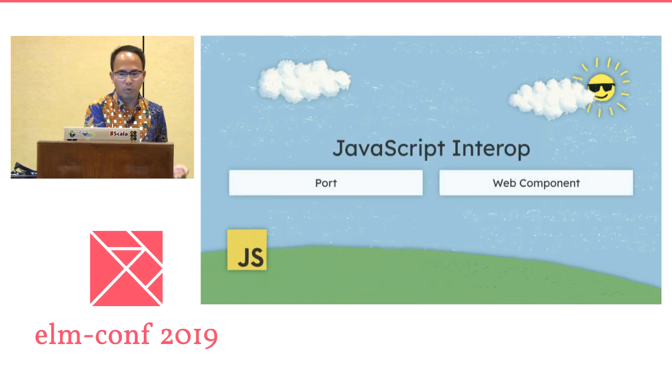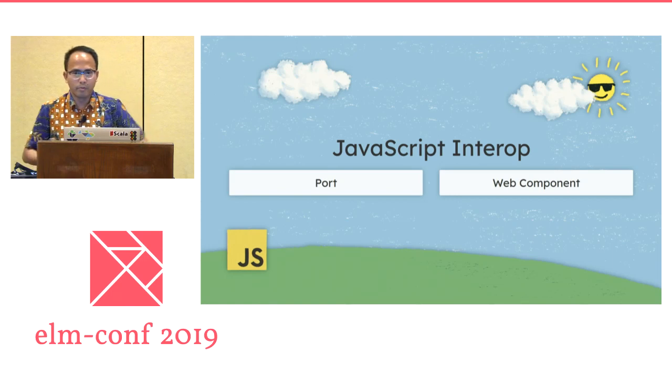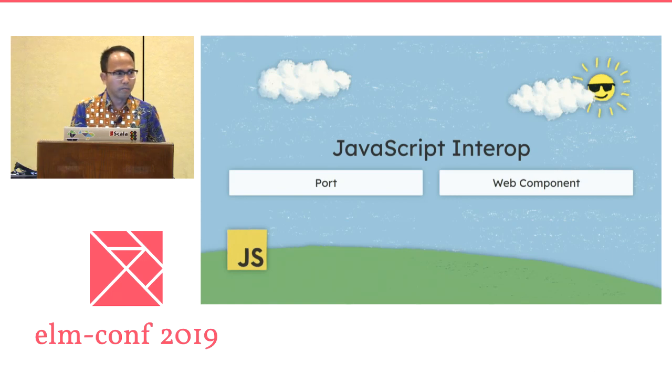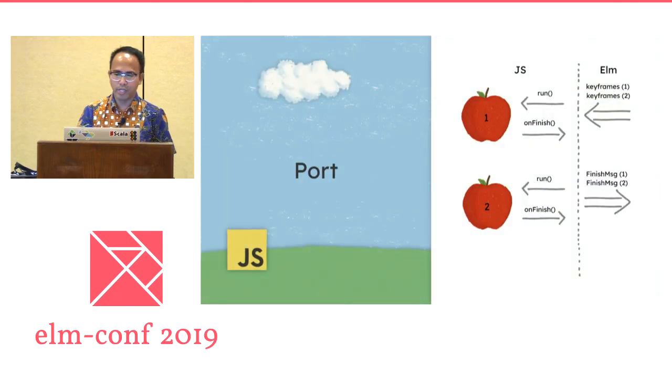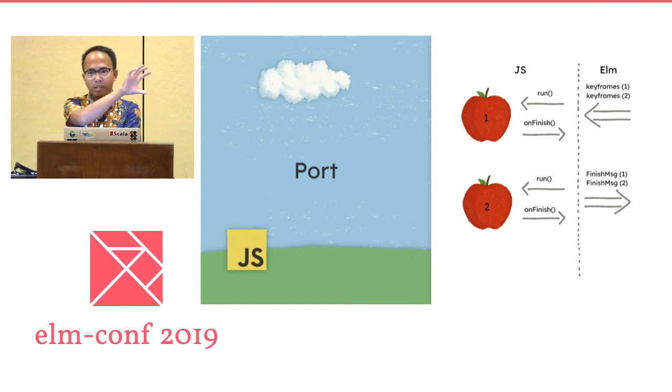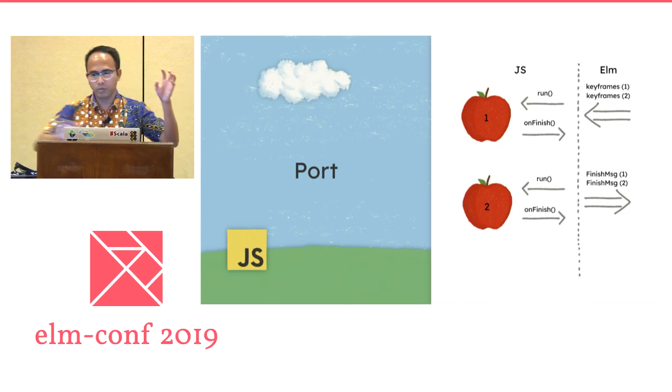Since we're going to be working with JavaScript, we need to have some interop with JavaScript. Two ways of doing interop with JavaScript are through ports and web components. We're going to compare which approach is better for this case. Let's say we use a port. With ports, you have one channel to go into JavaScript and one channel to go into Elm to communicate between the two parts.